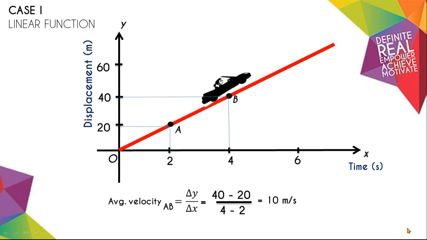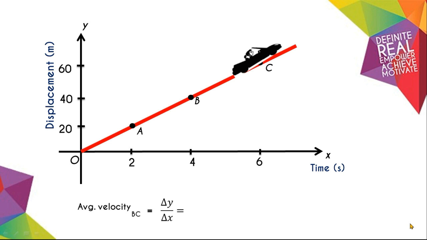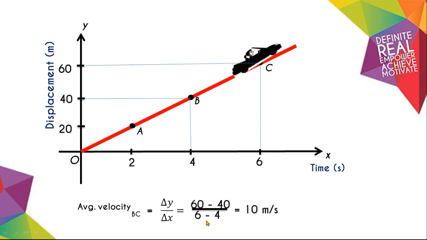As you can see here, the average velocity from A to B is also the gradient of the line connecting the two endpoints A, B. Similarly, if we calculate the average velocity from point B to C, it will be delta y over delta x. Delta y, the change in y, is 60 minus 40. Delta x, the change in x, is 6 minus 4. So the average velocity from B to C is 10 meters per second. Remember that this is also the gradient of the line connecting the two endpoints B and C.